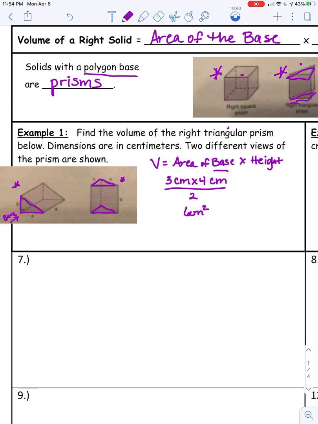because 3 times 4 is 12, and 12 divided by 2 is 6. I'll write that one more time so that I can make sure. There we go. Okay, so we have 6 centimeters squared here.